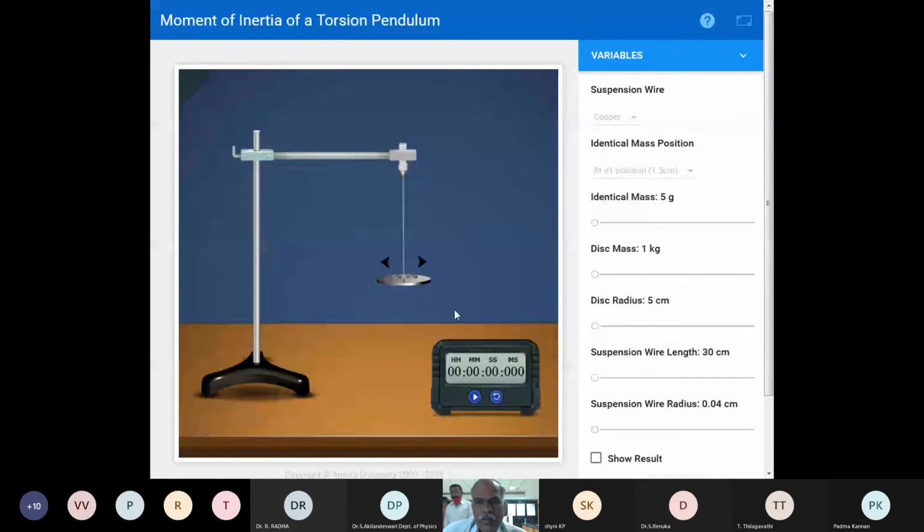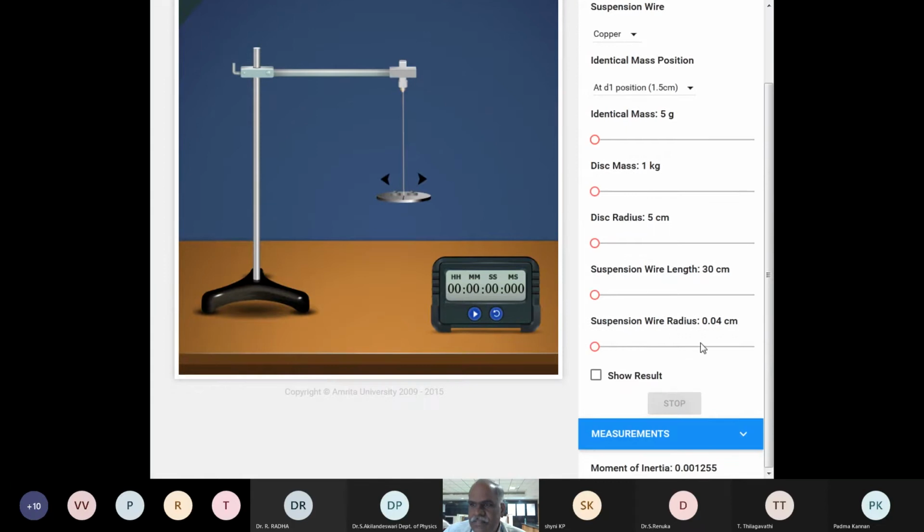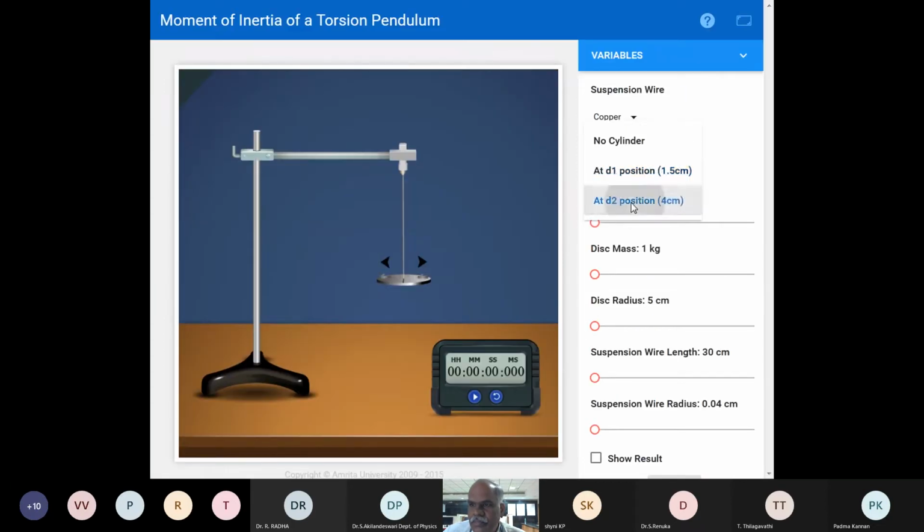Now we are putting the mouse on both sides at the closest distance, and we are taking the reading. For 10 oscillations, we are counting 10 oscillations, and we are noting the time for 10 oscillations. So now we are putting the mouse at the farthest distance, at the distance D2. So we are adding the mouse at the farthest distance.